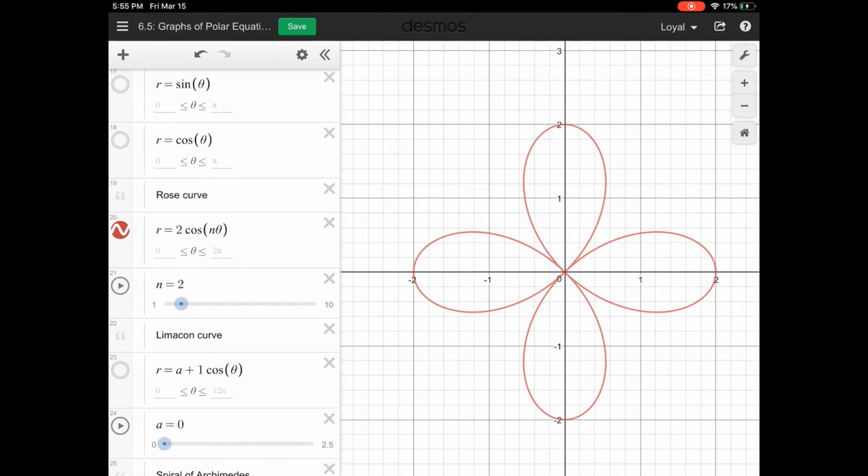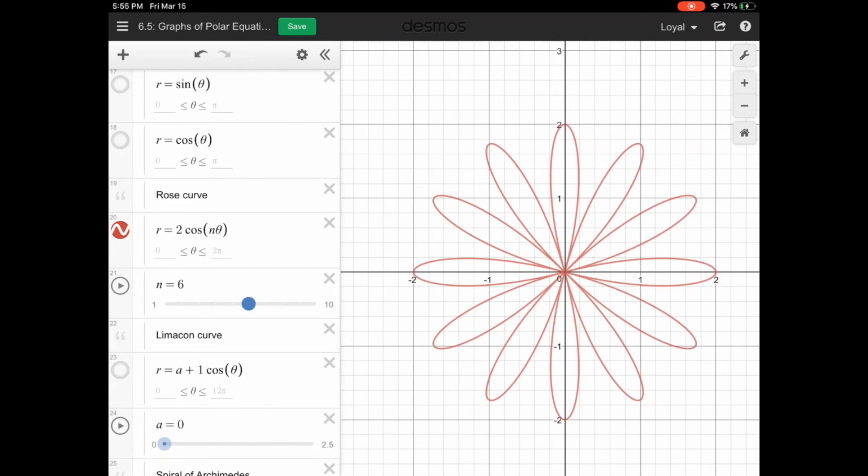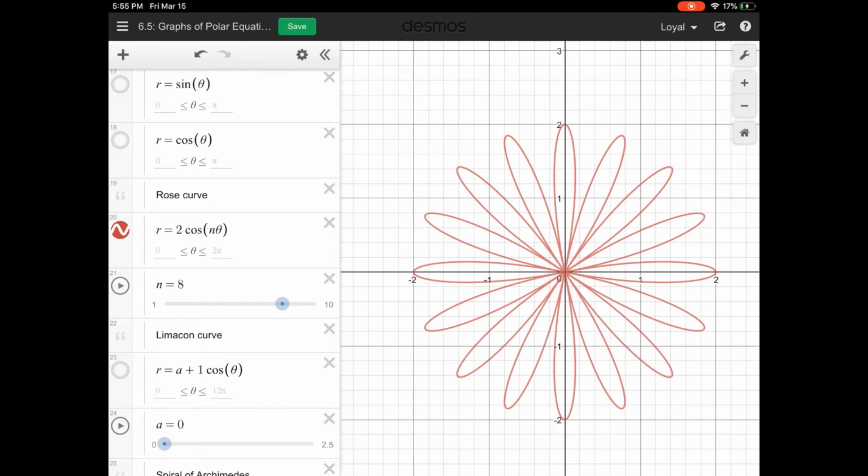And you kind of see what's happening a little bit, because if I have 2 petals, then suddenly it's not really creating 4 petals per se, but you can kind of think of it as making 2 figure eights. And so it's got these 2 figure eights, and if I have 4, I've got 4 figure eights, and if I've got 6, I've got 6 figure eights. I've got 8 figure eights. That's sort of what's going on here.